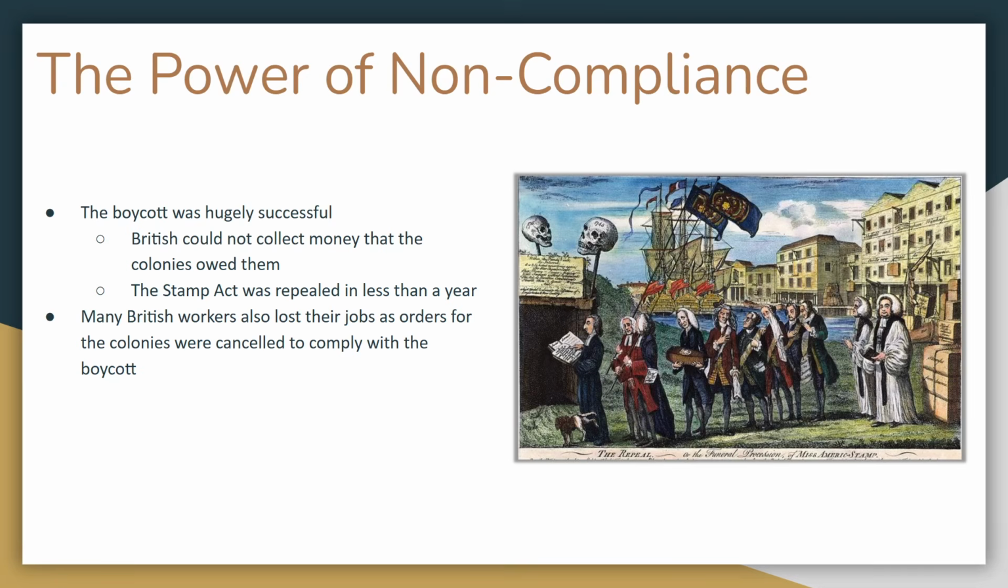Now, at the same time, a ton of British workers, British-aligned workers, are losing their jobs because orders for the colonies are just not being made and they're canceled to comply with the boycott. So a lot of people who work for not only the British government, but large British import companies like the East India Company are losing their jobs because the Americans aren't buying their goods. So, long story short, super successful. Goes great for the colonists.